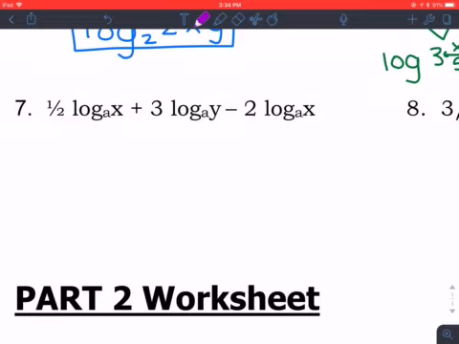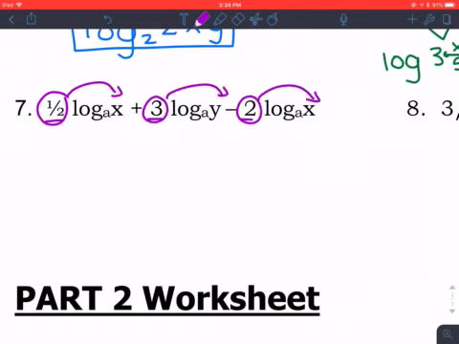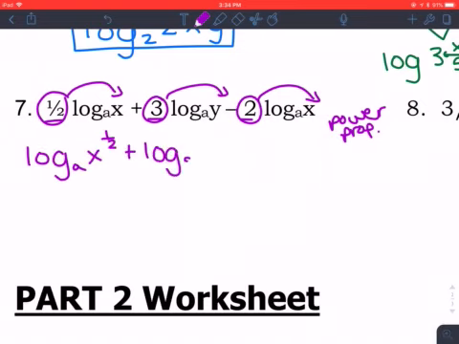On number 7, notice we have different coefficients for each of these log expressions. So because of that, I cannot combine these logs yet. I first have to move my coefficients, rewrite them as exponents using the power property. So we have log base a of x to the 1/2 plus log base a of y cubed minus log base a of x squared.